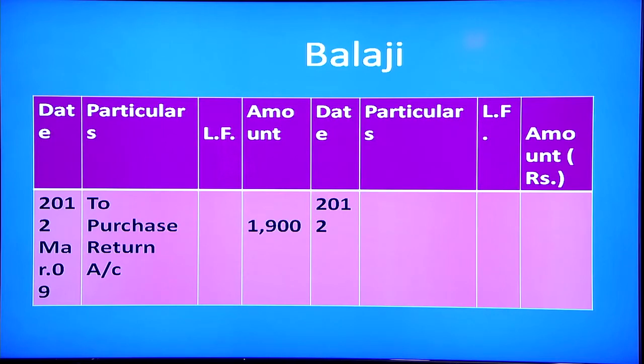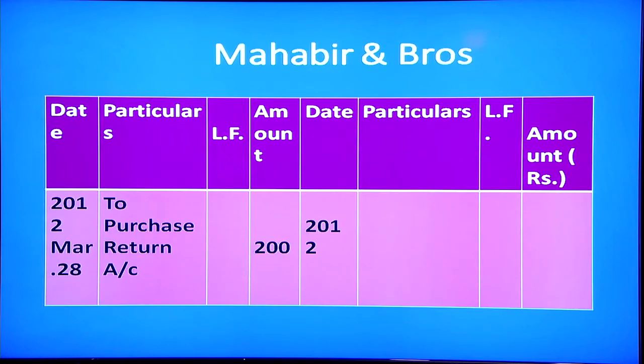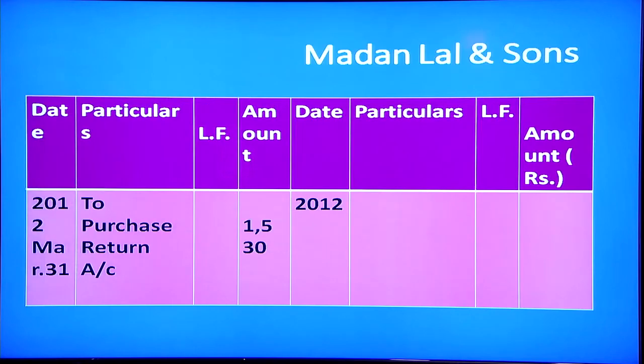Now, from the earlier transactions that we have mentioned just now, I have posted them into the ledger accounts. So, Balaji's account will come on the debit side, to purchase returns account, with date and amount in the respective column. Kishan's account, on the debit side, in the particulars column, you will write to purchase returns account, and date and amount in the respective column. And for Mahabir and Brothers, you will write the date and amount in the respective column and you will write in the particulars column to purchase returns account. And Madan Lal and Sons also the same procedure.